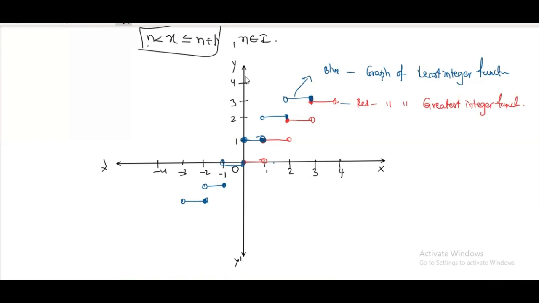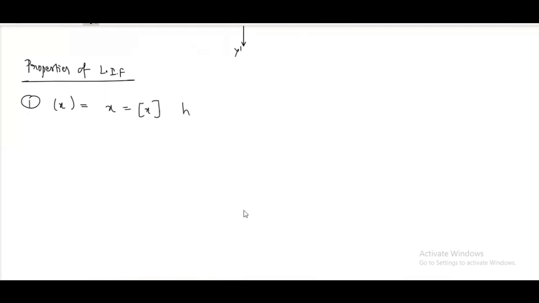We have a few properties for least integer functions also, so let's discuss the properties of the LIF. I'm not going to give any examples; let's directly see what the properties are. The least integer function of x is equal to x, which is also equal to the box of x. This holds when x belongs to integers.